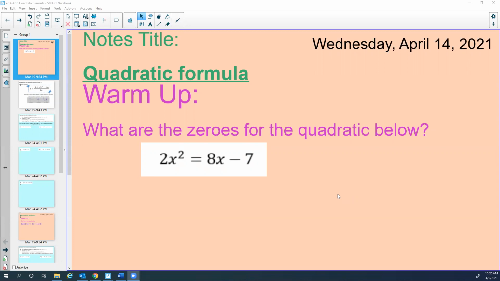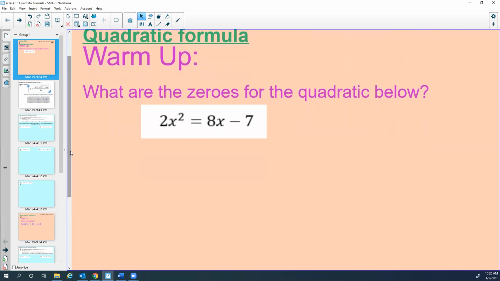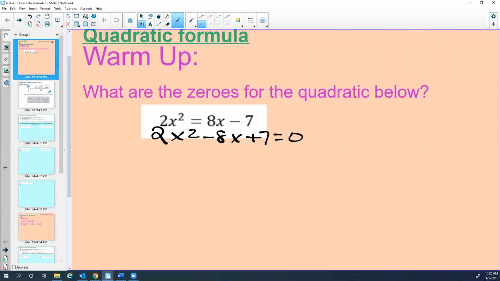All right, so for the warm-up, they ask us what are the zeros for the quadratic below? Well, I see I have 2x squared equals 8x minus 7. I want to get everything on the same side so I can have this equation equal to 0. So I change the equation to 2x squared minus 8x plus 7 equals 0.